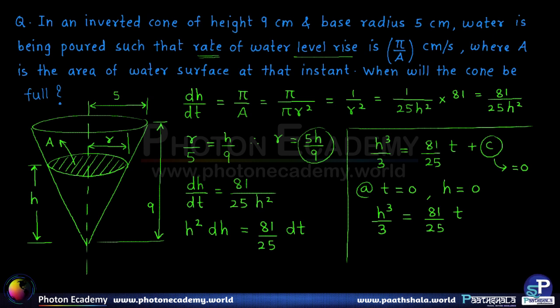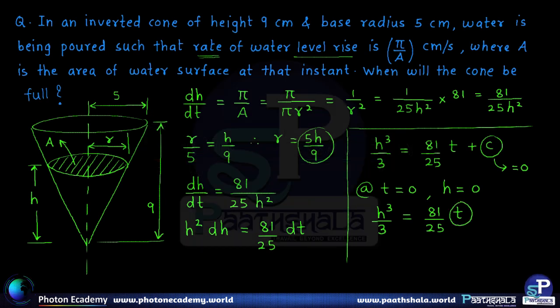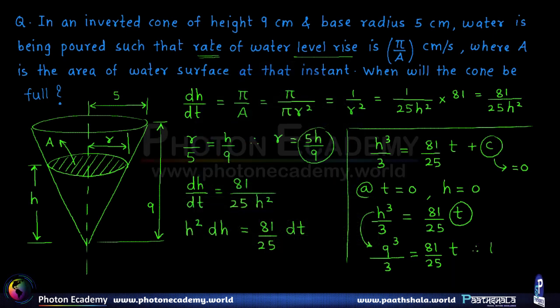Now let's come to the actual question. They are asking us when will the cone be full. That means we have to find out what will be the value of t when h becomes equal to 9. So therefore we have 9 cube upon 3 is equal to 81 upon 25 times t. This is very straightforward, we can easily solve this, and we will get the value of t at the end as 75. Of course the unit is seconds, so that means the cone will get full in 75 seconds.